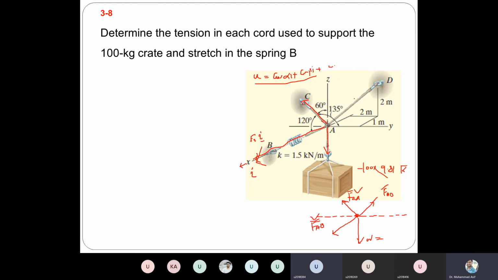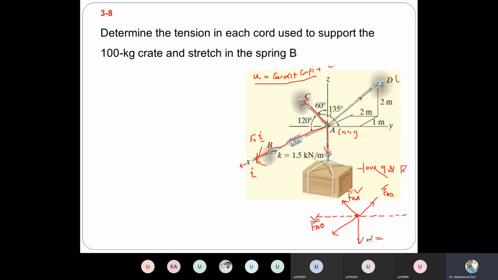But what about this force, force FAD? For this one, calculating the unit vector is not easy. First of all, you have to calculate the position vector. I mean this position vector. And how can you calculate the position vector? The coordinates of A, and you must know the coordinates of D. What are the coordinates of A? 0, 0, 0. And what are the coordinates of D?